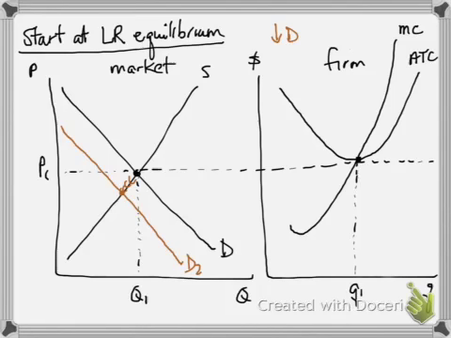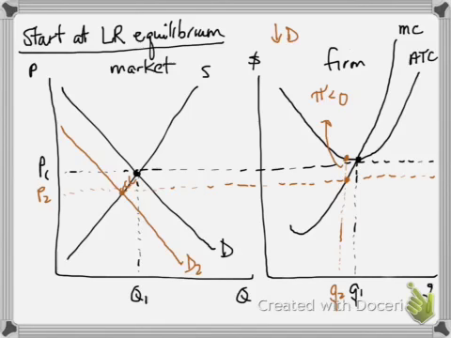How does that affect the firm? Well, that drops the market price to P2. Firms don't change the price, but the market has changed the price to P2, a lower price. And because firms can't respond to that right away, they are looking at this new lower price, and so they choose their output quantity where their new price or marginal revenue hits the marginal cost curve.